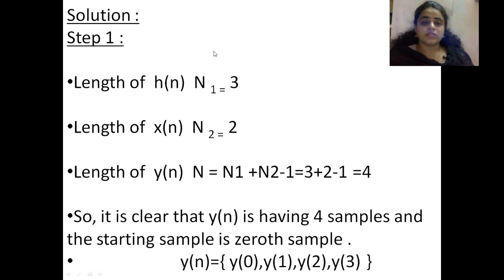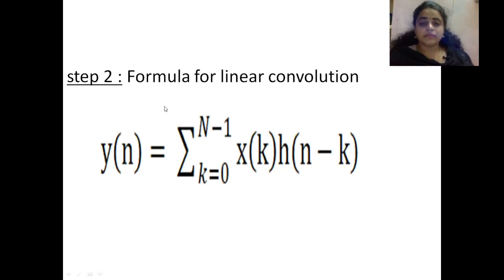So first you have to consider n1 and n2. You can take the length of x of n as n1 and the length of h of n as n2, that's our choice. Finally, the length of y of n. Depending upon this length, we know how many samples there will be and how many samples are to be calculated from the 0th sample. Then for the formula, if you substitute n equal to 0, 1, 2, 3 in place of n, the corresponding formulas will form, for the 0th, first, second and third sample.